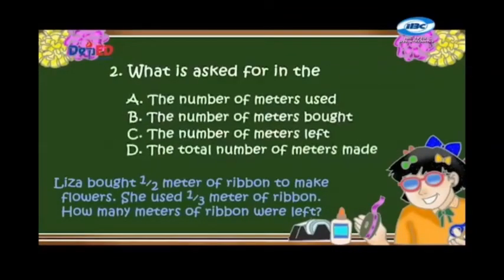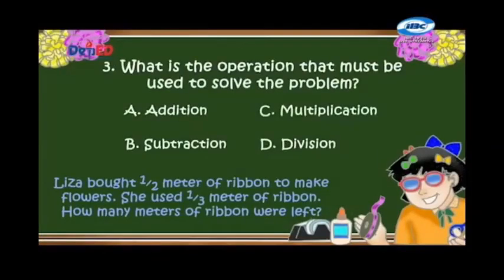Number 2. What is asked for in the problem? A. The number of meters used. B. The number of meters bought. C. The number of meters left. D. The total number of meters made. Number 3. What is the operation that must be used to solve the problem? A. Addition. B. Subtraction. C. Multiplication. D. Division.